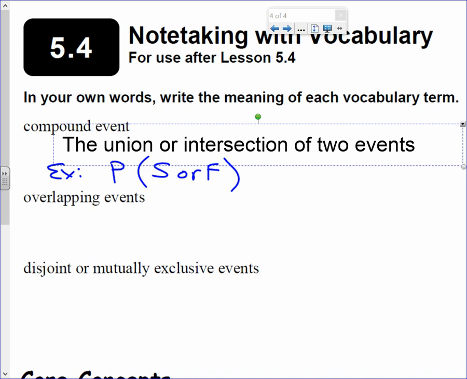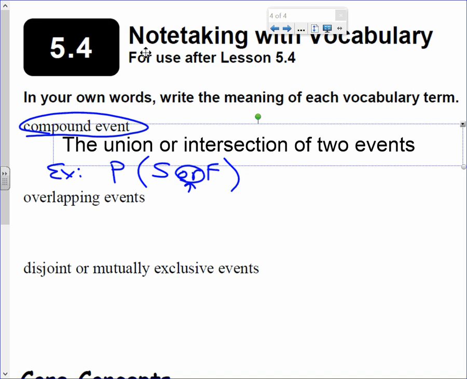Notice the word or now. Up till now, it's been and, like independent and dependent events, something happening and something happening. Now the key word is or. When you see the word or, we're in the world of compound events. It's the last kind of probability we have to deal with for Math 2 students. Watch this: overlapping events.